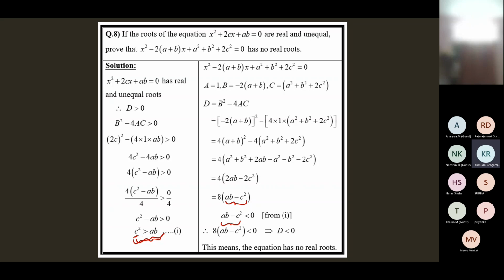Okay, so now if you find the difference, you're putting the smaller one first, AB, and then you're writing C square. But you know C square is greater. You're writing the smaller one first and then the greater one, so the difference will be negative. That means it will be less than zero. And to this negative value, if you multiply a positive 8, minus into plus, negative value into a positive value, it will be negative only. That means it will still be less than zero. So we have proved that the discriminant is less than zero. That means the equation has no real roots.